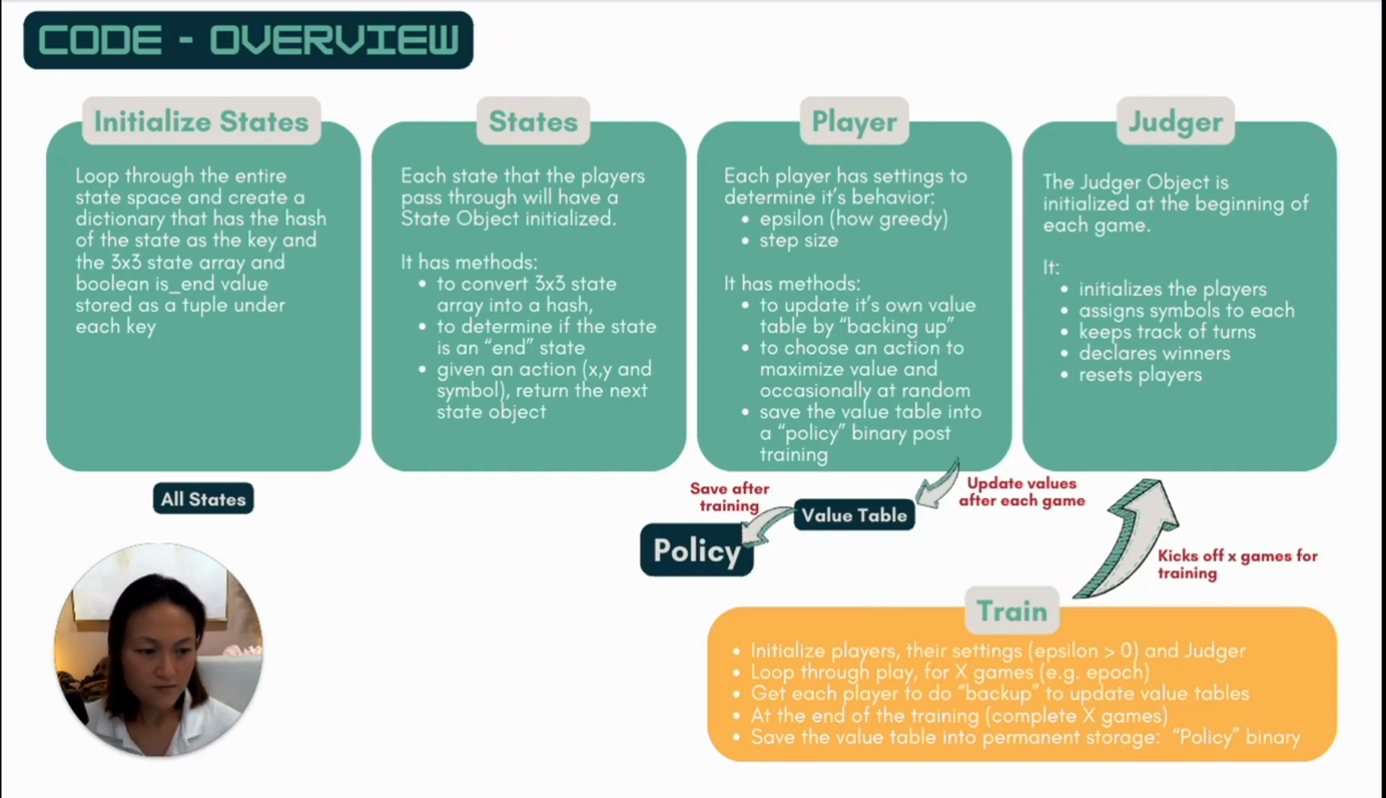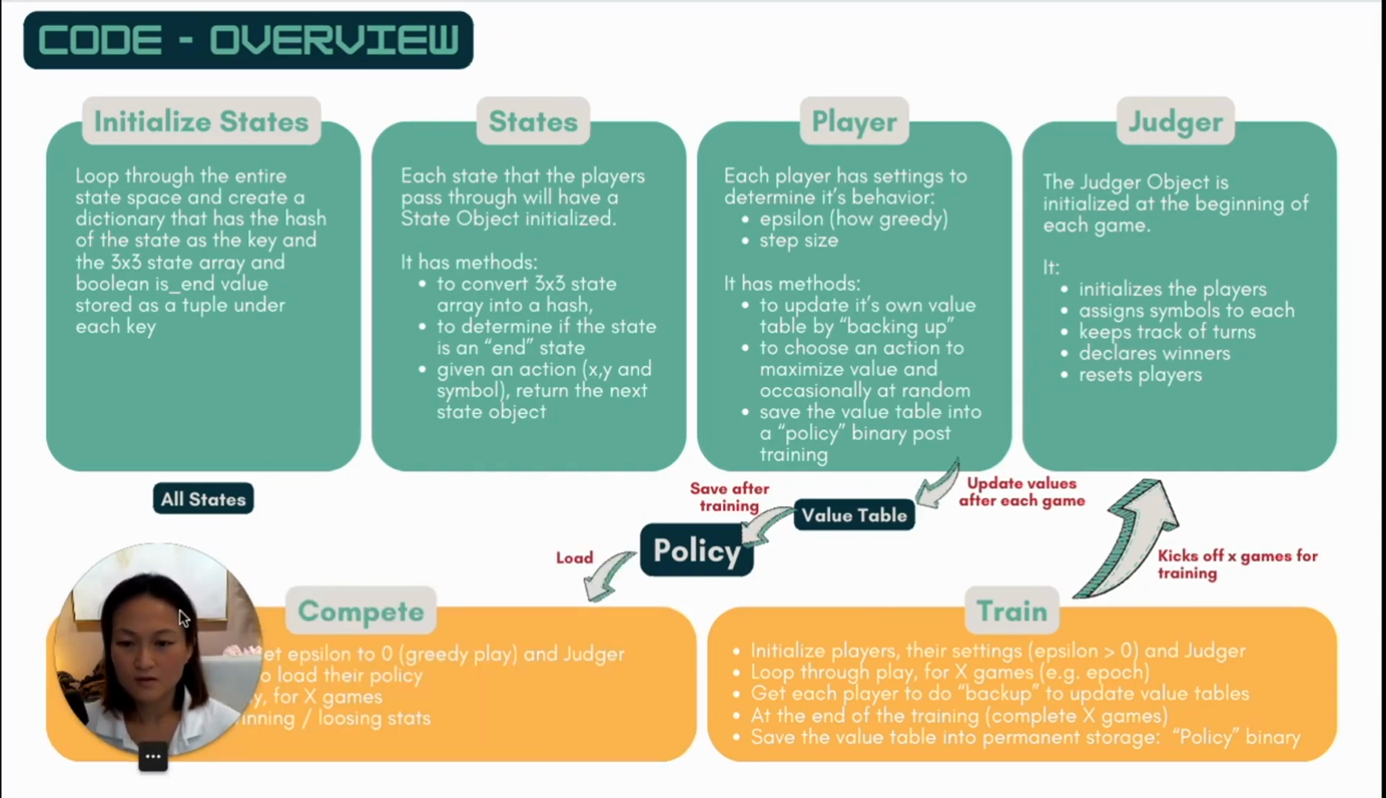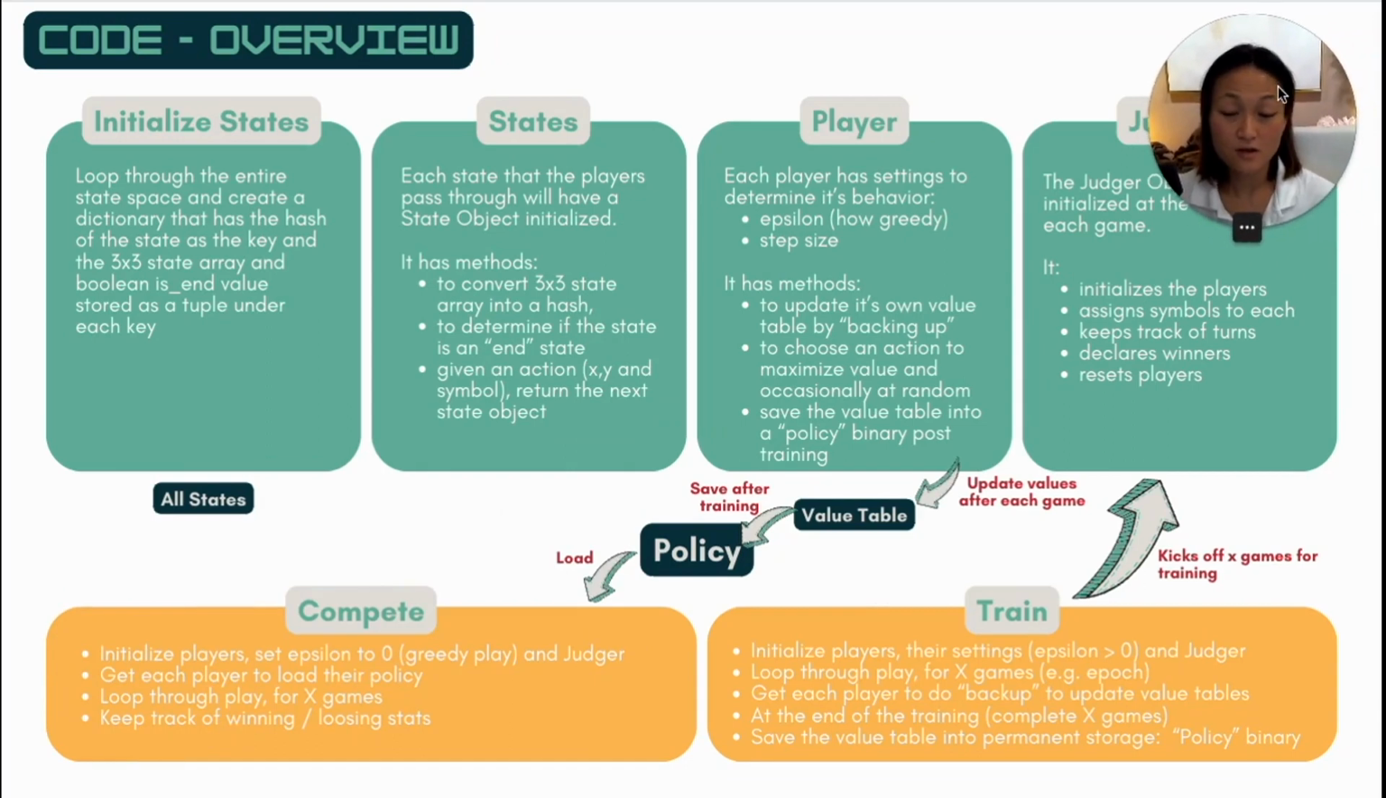And finally, there's another function in there called compete. So after you've trained, you might want to use what you've learned to play a game. And in this case, it will initialize the players, set epsilon to 0, because you don't want to do any exploration while you're competing. You just want to take the knowledge that you've learned from your training and do the best you can and do a greedy play against a real opponent.